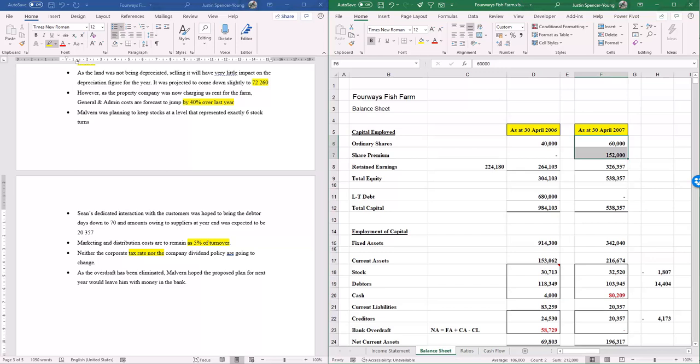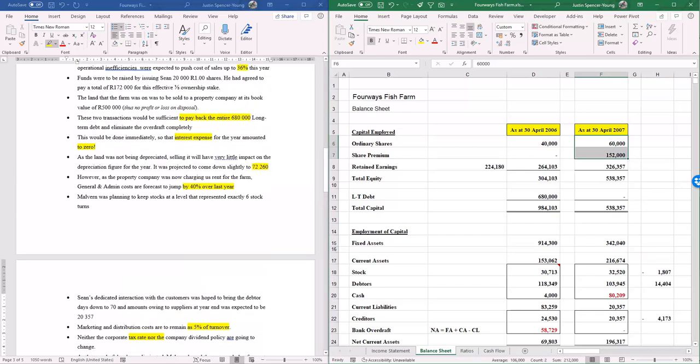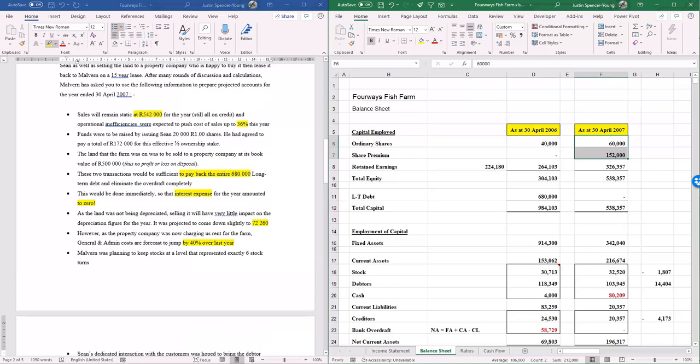All right, so next up we need to determine the ordinary shares and the share capital. So really what they're doing is an equity raising exercise. Funds would be raised by issuing 20,000 new 1 Rand shares. It was agreed that they would pay a total of 172,000 for an effective 1/3 stake in the business. Okay, so let's do a little bit of maths. We do it on the side here.